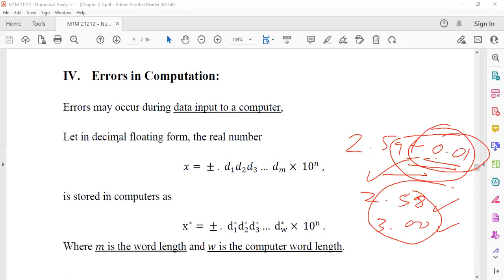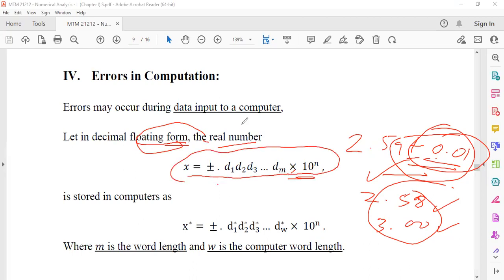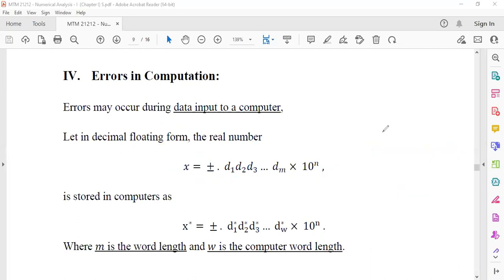So in this way, the decimal floating form. I already told you the floating form and fixed form are a little bit different, you have to consider this. Floating form has a multiplication by a power of 10. So a real number can be written in this way. For example, let me erase this one first and write nicely. Okay, so let's say this is your value.